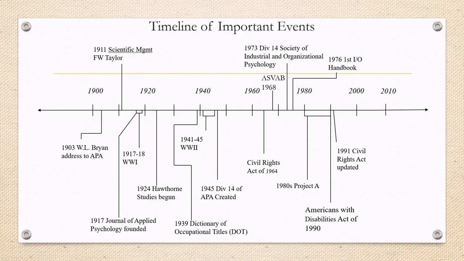Here we have a timeline of some of the important events in the development of IO psychology. So as you see, basically starts back in the early 1900s. And we have the World Wars, we have the Department of Labor efforts with a Dictionary of Occupational Titles, legislation that has been put into place that affects workplace employment practices.